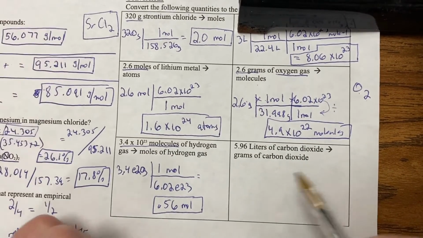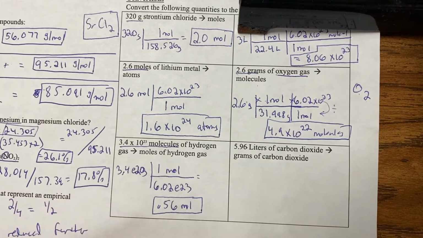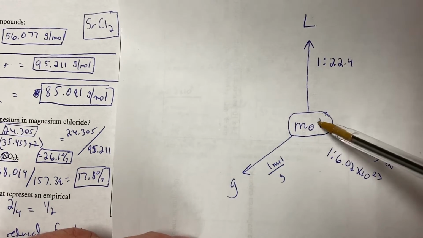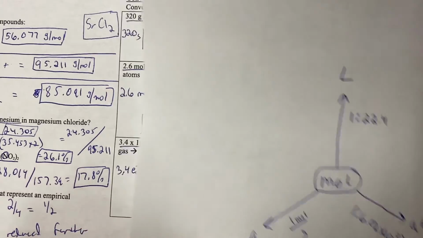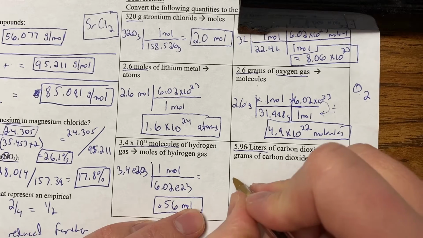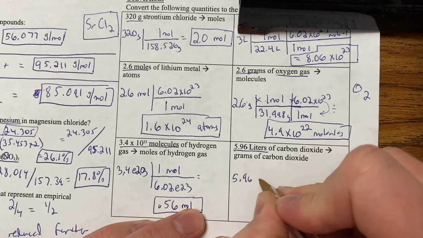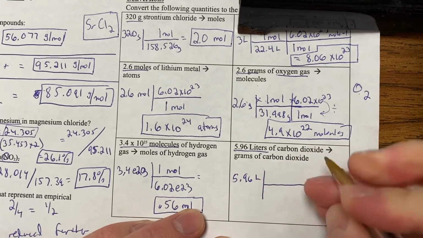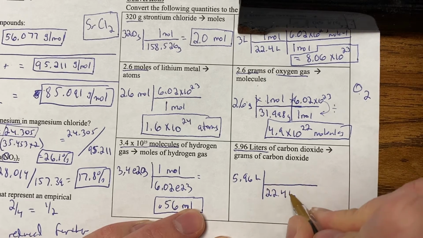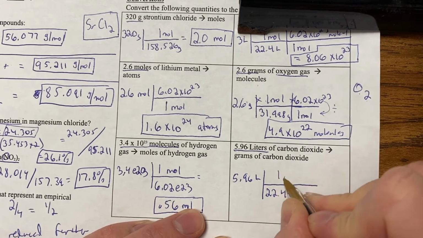All right, last question down here. We're going to again convert from liters, and now we're going to grams. We're going to go a little bit differently here. We're going to start at the L, go to moles, and then end up at the G, which is grams. So always, always, always start off with the number they gave you, 5.96 liters. For every 22.4 liters, whatever unit is here goes on the bottom, is 1 mole.